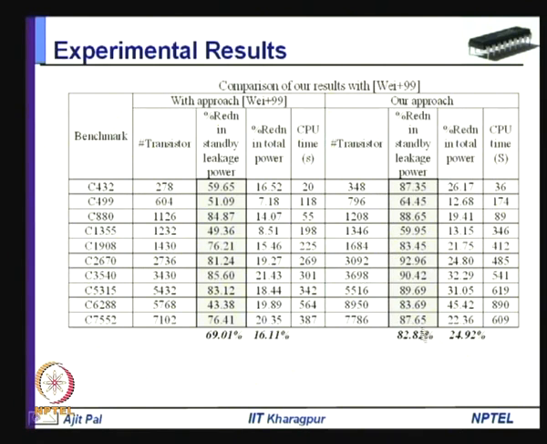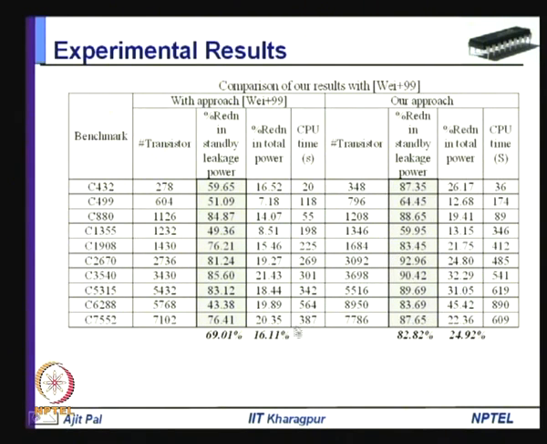So, much larger reduction is occurring, and primarily due to a larger number of transistors are assigned high VTH. So, you can see here number of transistors to which the high threshold voltage can be assigned is 278, and here it is 348 and so on. So, we find that more and more number of transistors are assigned with high VT, and as a consequence you are able to achieve larger reduction in leakage power.